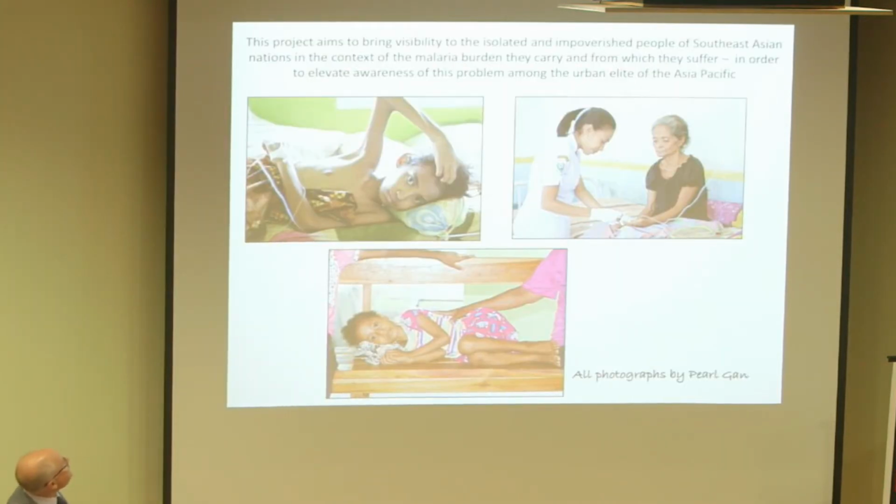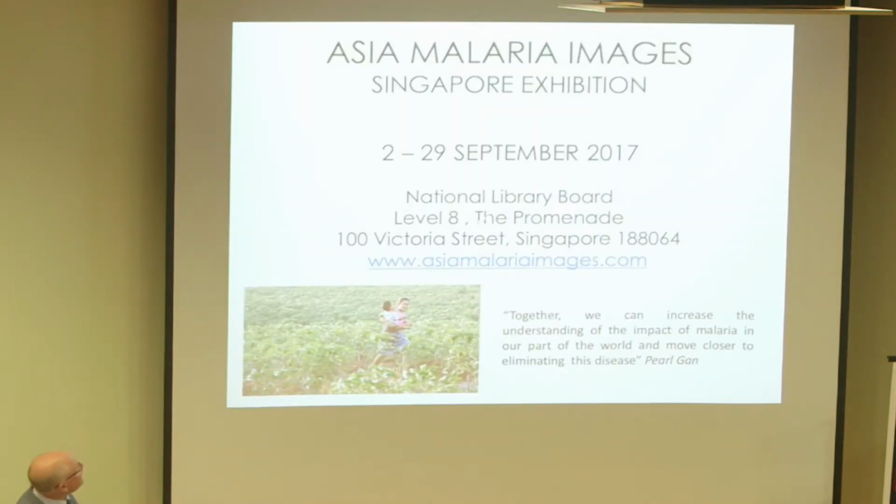And as she quite rightly says, she's going to have an exhibition of these shortly in Singapore. Part of the reason is in order to elevate awareness of this problem among the urban elite of the Asia Pacific. I think that refers to all of you. So be aware and become aware by going along to the exhibition, which is going to be between the 2nd and 29th of September at the National Library. So please go along to see Pearl's beautiful work.